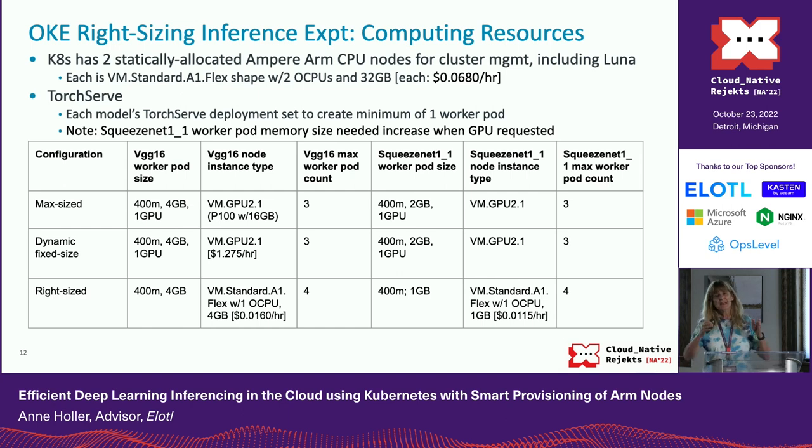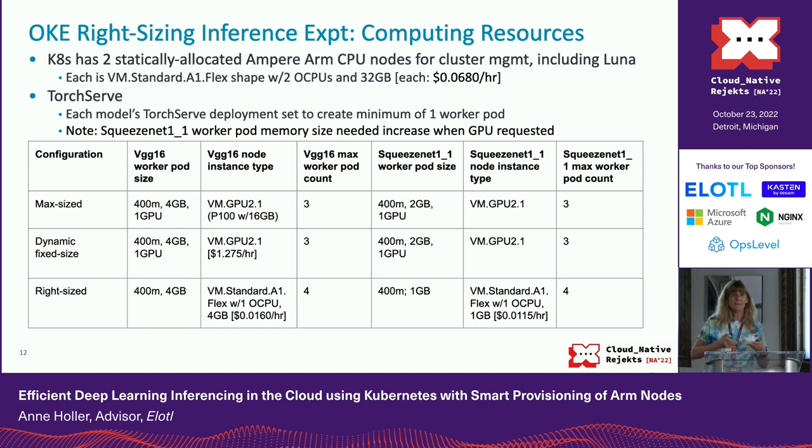For TorchServe, each of the model deployments had a minimum worker set to one worker, so that there's always at least one worker running, even when the model is idle. For right-sized, we requested 400 millicores and 4 gigabytes to handle that big model. And we received an A1 Flex with one OCPU and 4 gig.